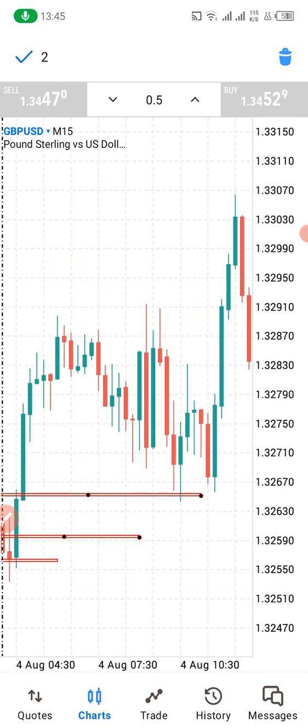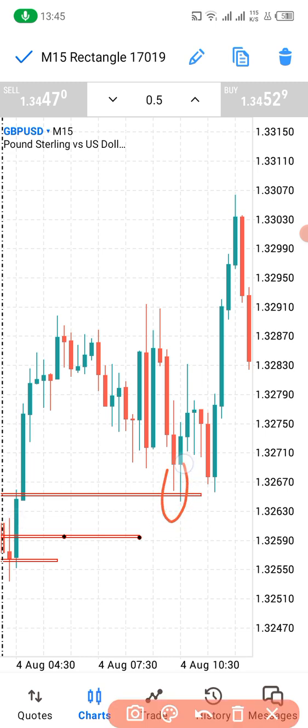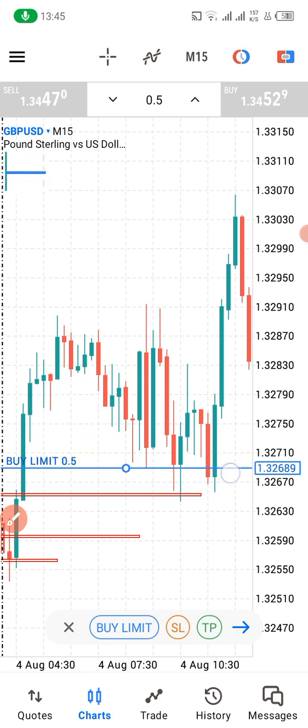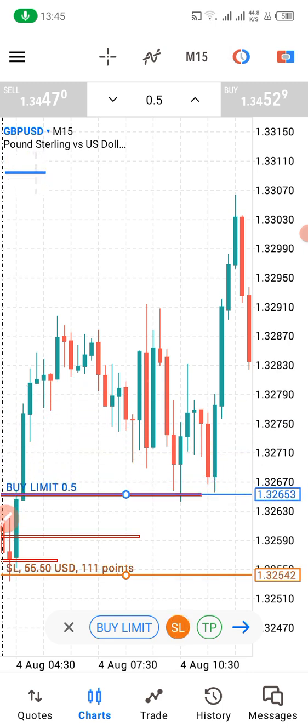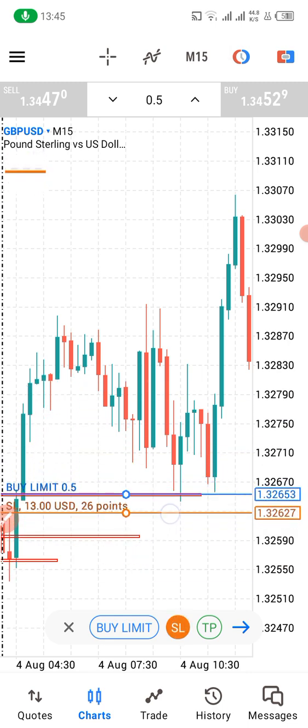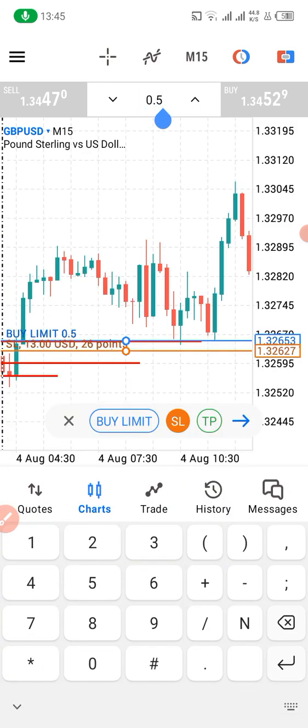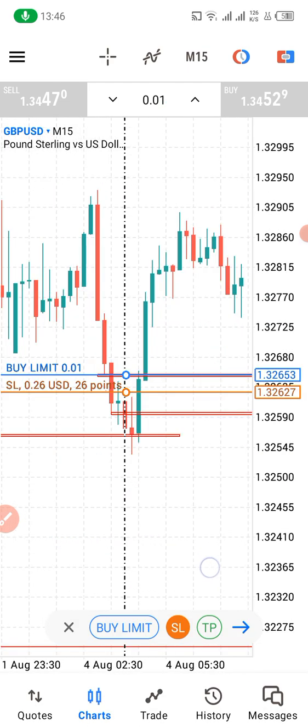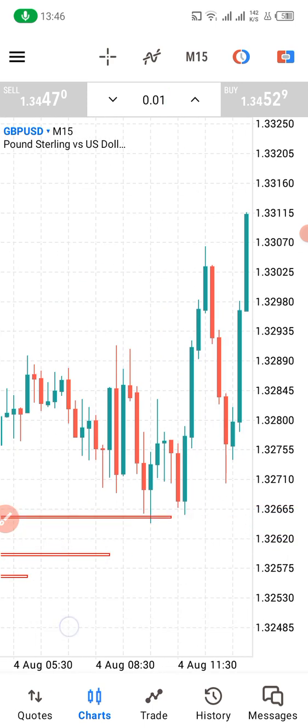So you can see how the price came here. Okay. So you could just buy from here. Imagine that you actually took an entry here and you had your stop loss somewhere around here. Still using a smaller lot size. What do you have? You actually have $0.26 a risk value.